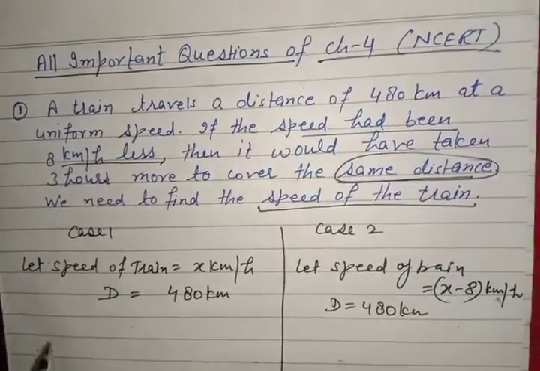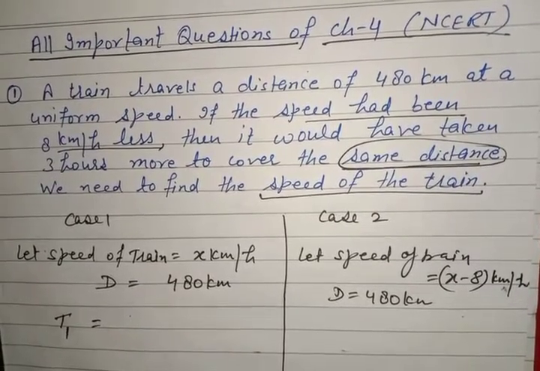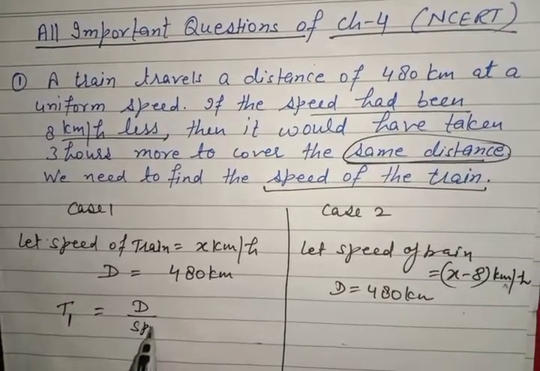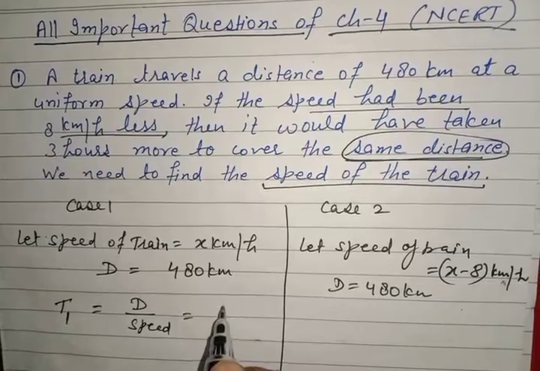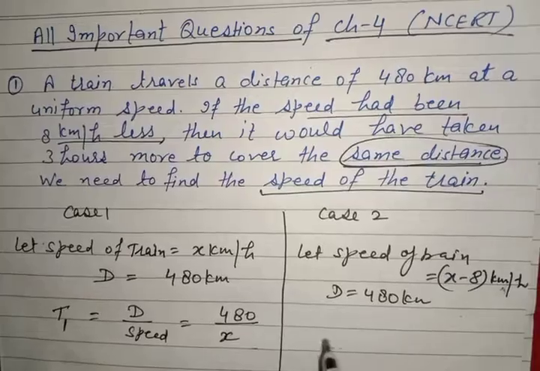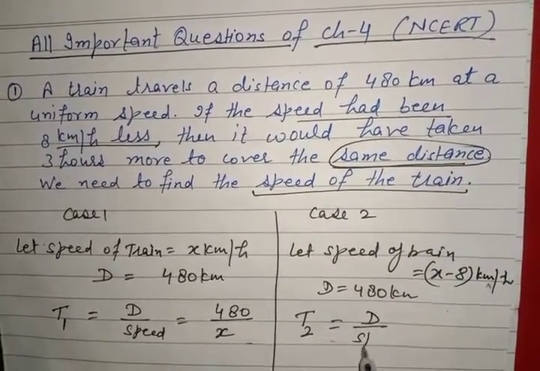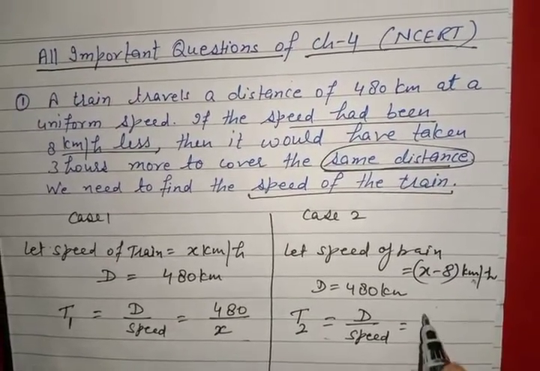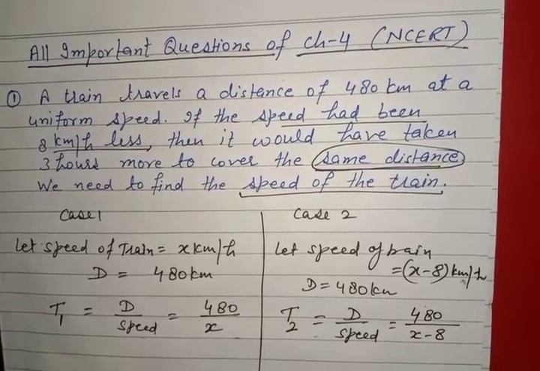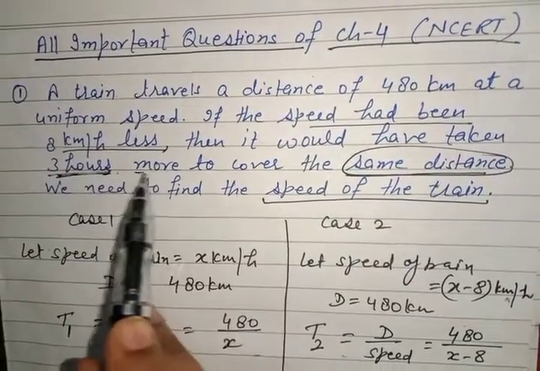Now we need to find the time, because we know the formula. The formula of speed is distance upon time, so time is distance upon speed. Distance here is 480 and speed is x. Because this is case 1, we write it as t1. This is case 2, we'll write t2, distance upon speed. Here distance is again the same 480 and speed is x minus 8. Now it is written 3 hours. Just see this, 3 hours more to cover.